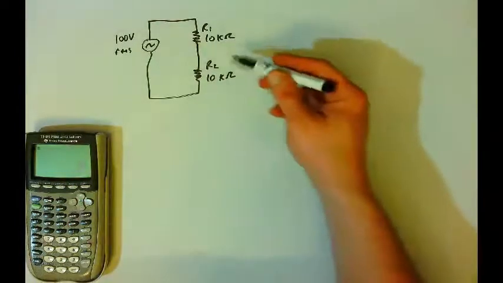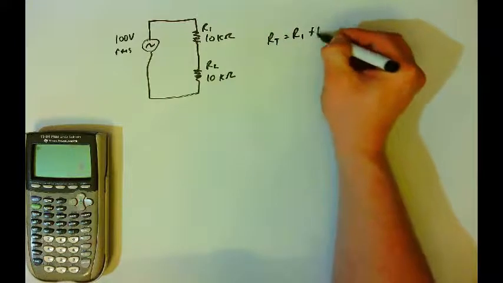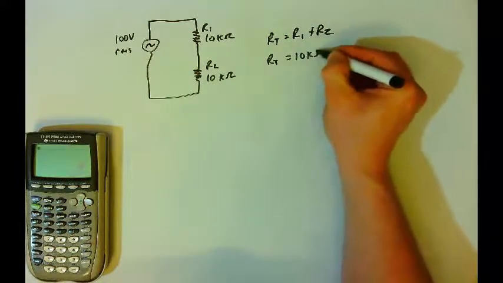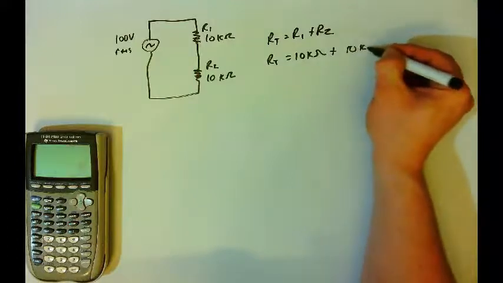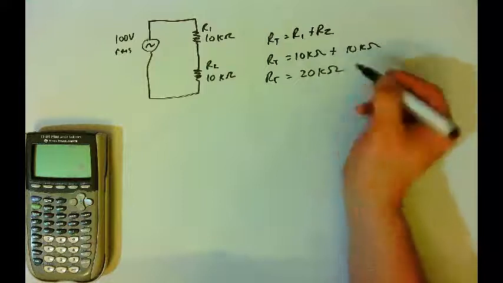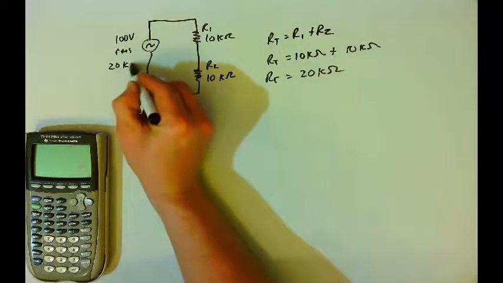And so first thing we'll do is find the total resistance, which of course is R1 plus R2, which would be 10 kilo ohms plus 10 kilo ohms. The total resistance is 20 kilo ohms.